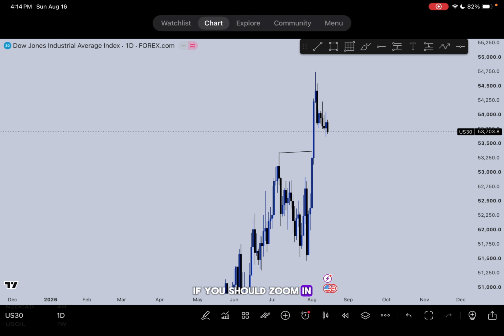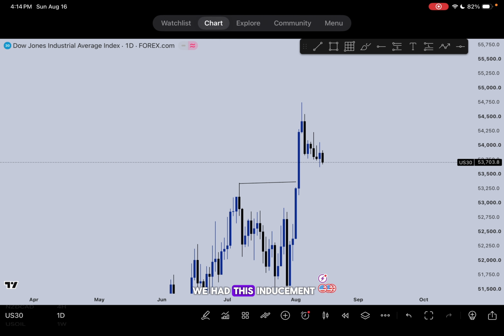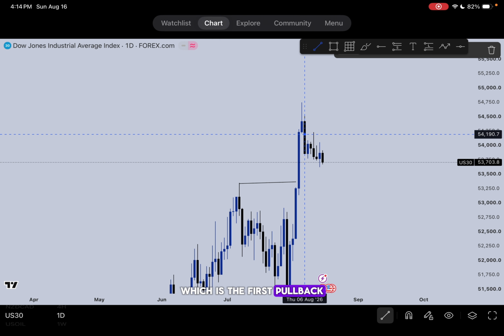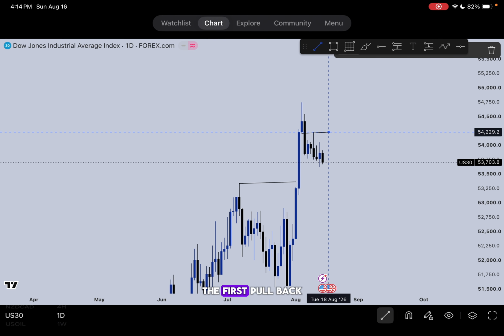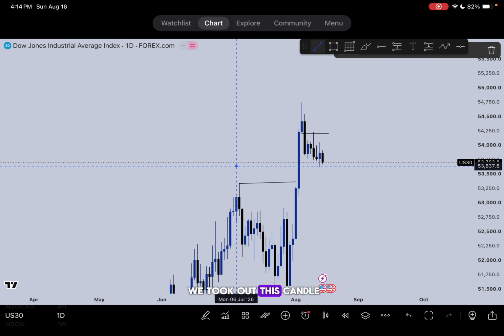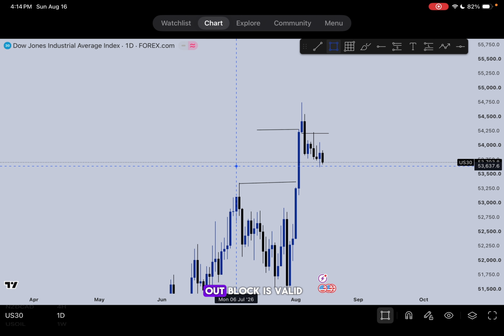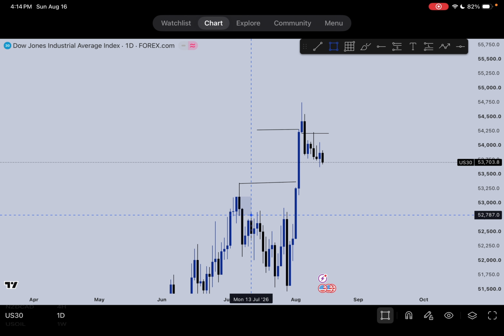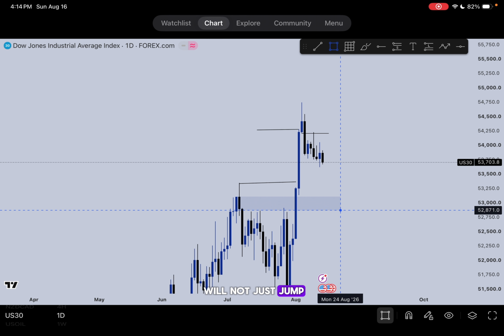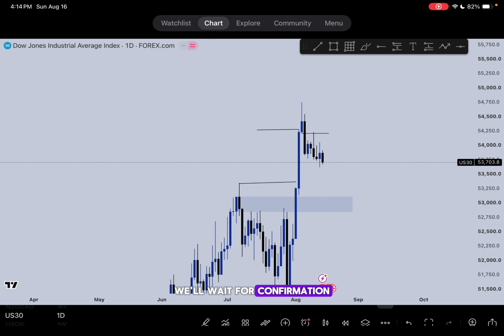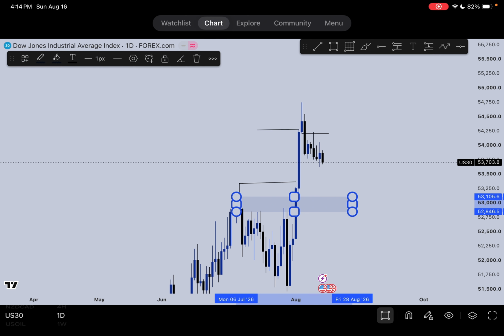If you zoom in, you also see that we had this inducement, which is the first pullback. We took out this candle that caused the break of structure, so automatically confirming that this breaker block is valid. But we will not just jump into the trade. We'll wait for confirmation at the lower time frame. Since this is the daily time frame, I would advise to use either the 1 hour or the 30 minutes. You can as well check the 45 minutes.